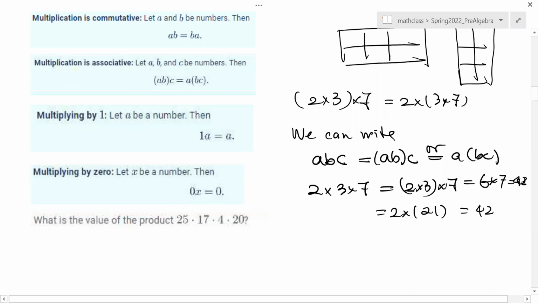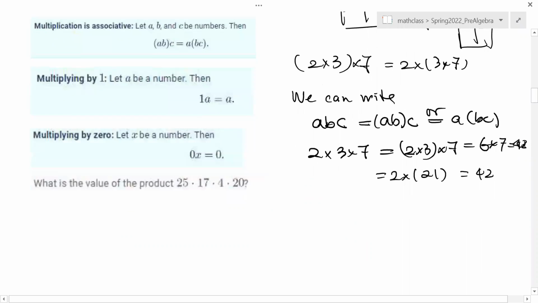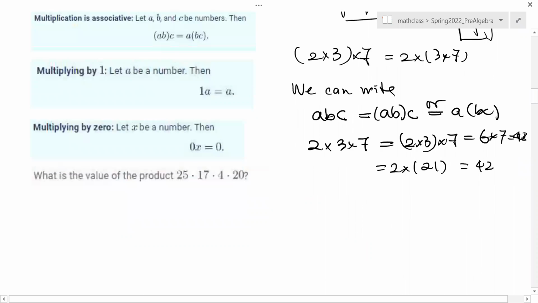All right. So now let's take a quick look at the following problem. What is the value of the product 25 times 17 times 4 times 20? Because of the associative rule, you don't need to put the parentheses there to talk about the product of so many numbers. But when you do the computation, you still have to, invisibly, put parentheses there, because of which pair of the numbers you're going to do the multiplication first.